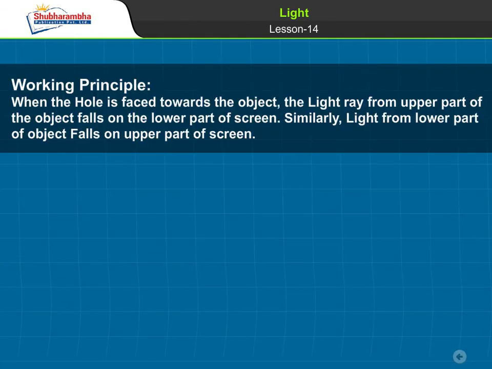Working principle. When the hole is faced towards the object, the light ray from upper part of the object falls on the lower part of screen. Similarly, light from lower part of object falls on upper part of screen.